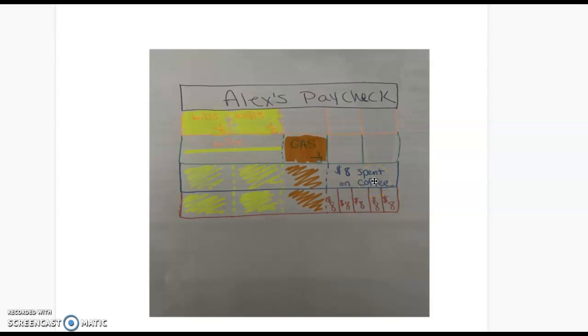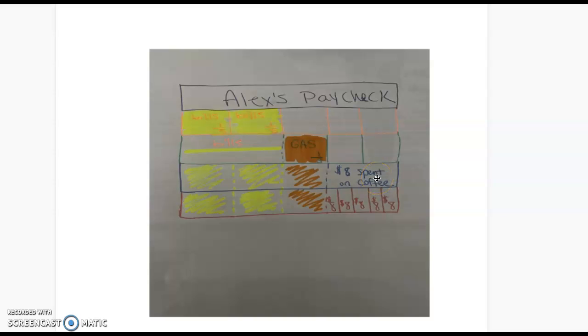We know $8 was spent on coffee, so in our next bar, we are going to keep the 2/5 shaded for bills, and that's in yellow. And then we are going to keep the gas 1/5 shaded, and that's in orange. The remaining 2/5 of the fraction is spent on coffee and fast food. So in this box, we are going to write $8 spent on coffee.